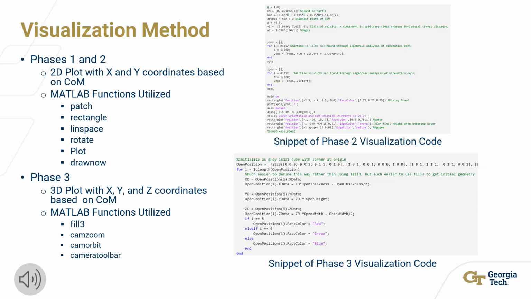For visualization methods, MATLAB was used to plot and render all of it. In 2D, patch and rectangle and linspace are really important, especially patch since you can rotate patches, and the rotate, plot, and drawnow functions are all really essential to getting the visualization to work. For phase 3, some more complex functions like ones to control the camera were used, as well as fill3, which generated multiple patches to make a 3D shape. In these snippets, you can see how some things like the axis and center of mass path got defined, as well as an example of fill3 being used, and the loop used to modify all of its patches.